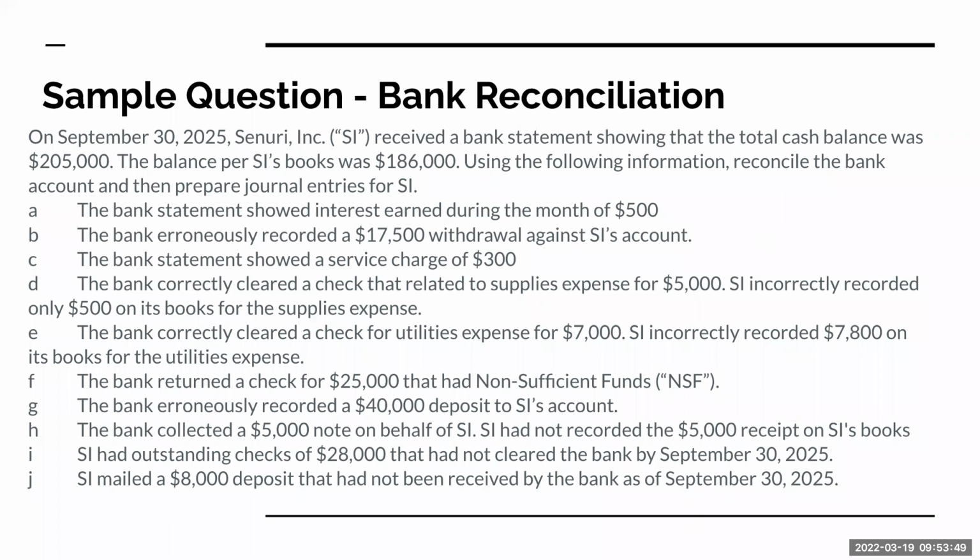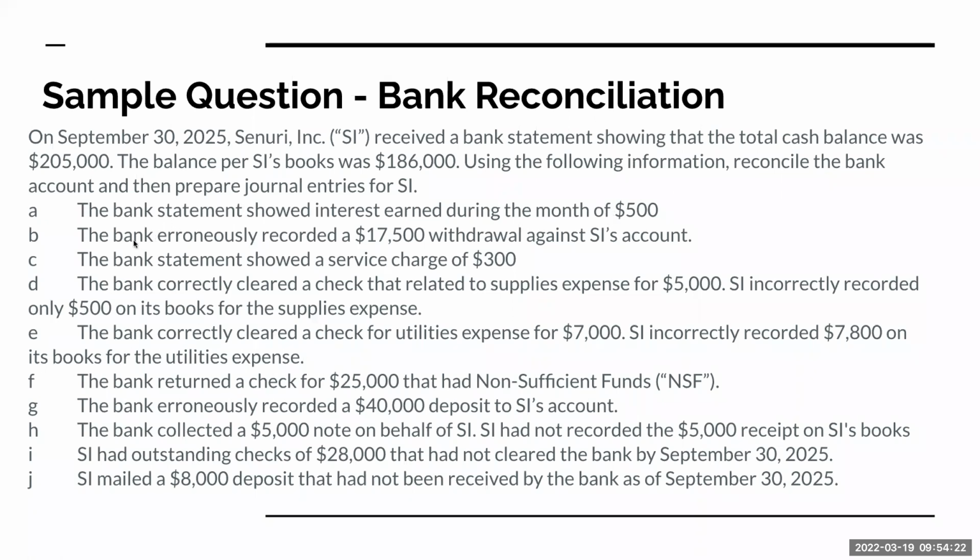So we have over here on September 30th, 2025, she received a bank statement showing that Sanuri Inc. had a total cash balance of $205,000. The balance for the books was $186,000. Using the following information, we're going to reconcile the bank account. When we set this up, we're going to show 205 as the bank, 186 as the books. Then we're going to look at each one of these items individually. The bank statement showed interest being earned during the month of $500.